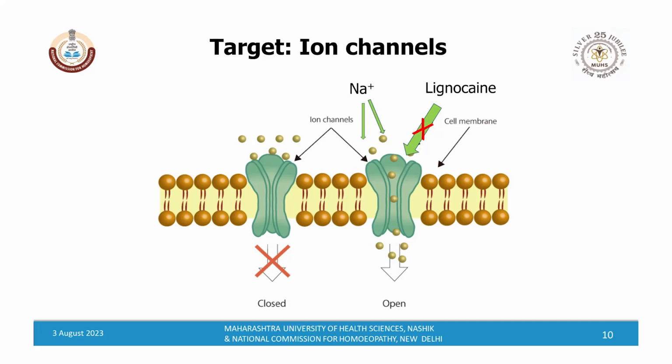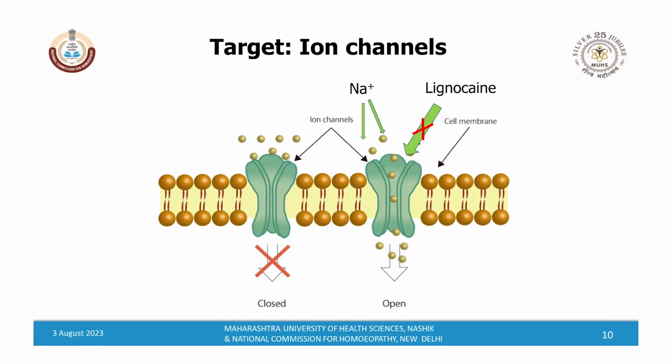Let's take an example of sodium channels present in the nerves. Movement of sodium is required for propagation, or for the traveling, of nerve impulse. There is a drug called lignocaine, which is a local anesthetic. That means it produces loss of sensation over a local designated area.